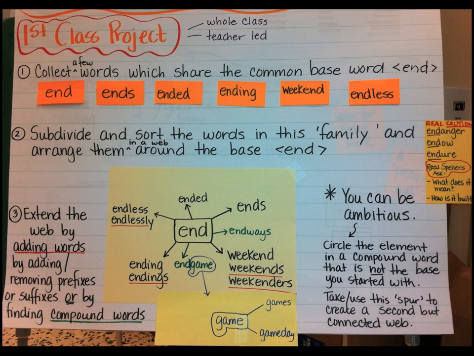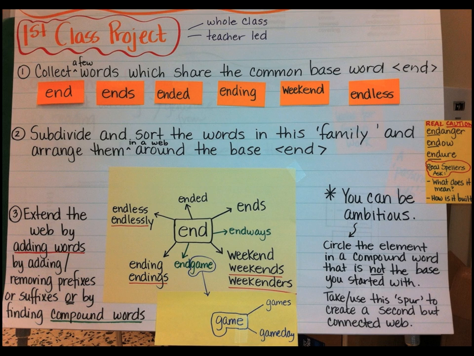If you wanted to get more ambitious, and this is something that I think the older grades might be interested in doing, you can circle the element in a compound word that is not the base you started with and then use it to create a spur, a second web that's still kind of connected. And you can see I did that with end game, and I pulled out the game part as the spur. This is a lot of fun, like I said. You could do this on a big piece of chart paper.